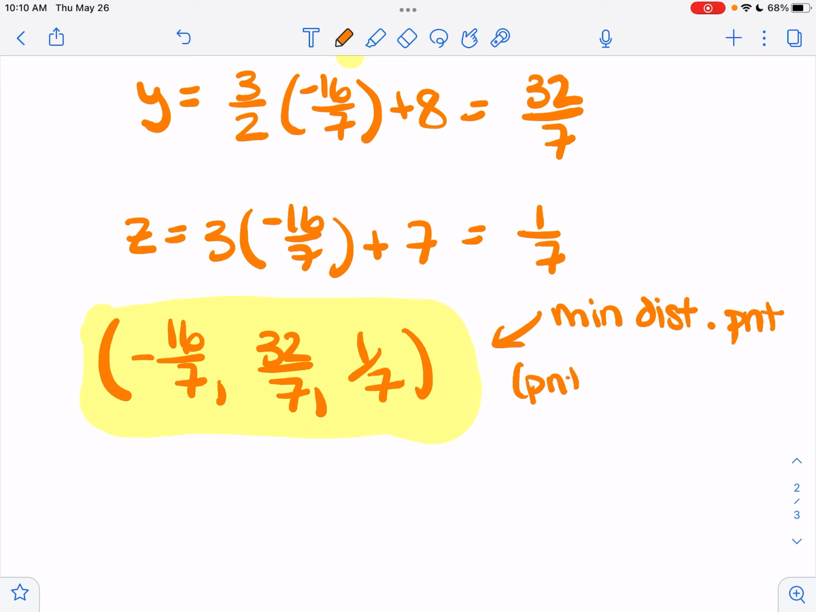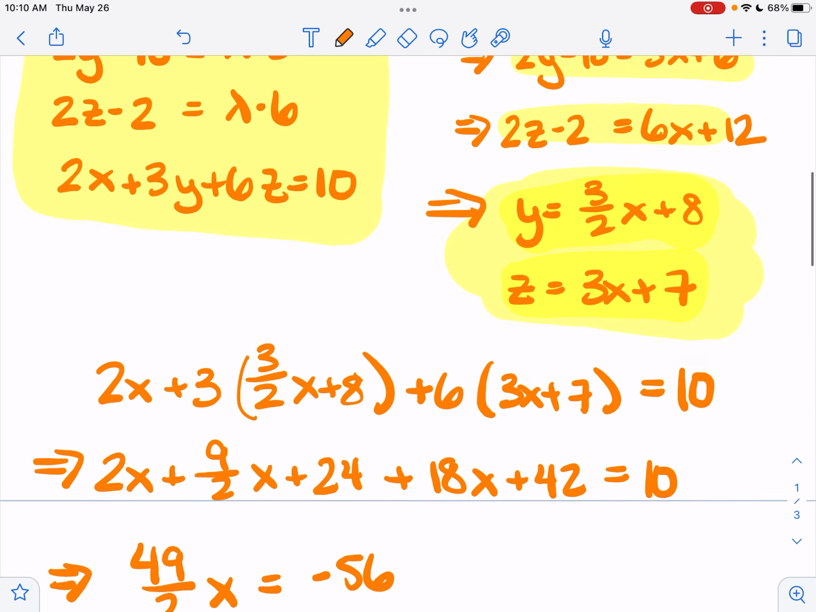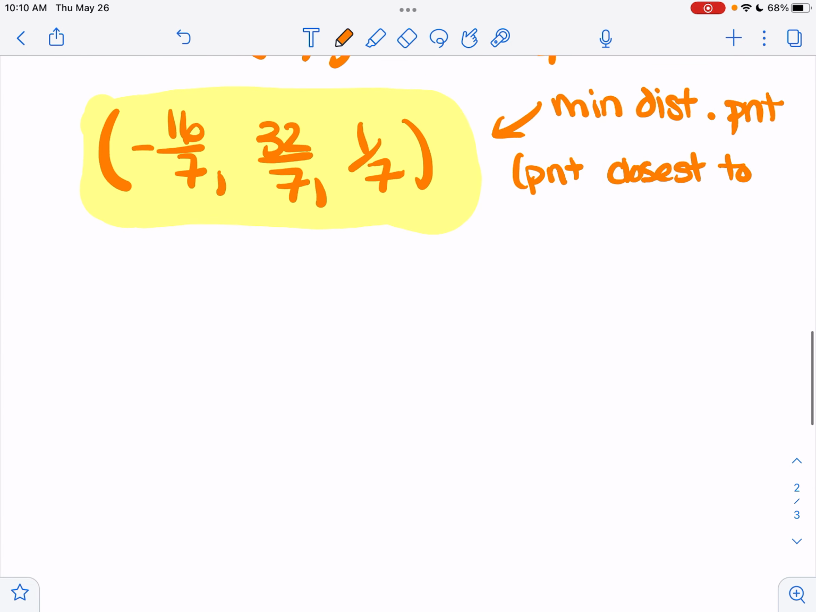That's the point closest to, what was our point? Negative 2, comma 5, comma 1. That's the point on the plane that's closest to that given point, negative 2, comma 5, comma 1.